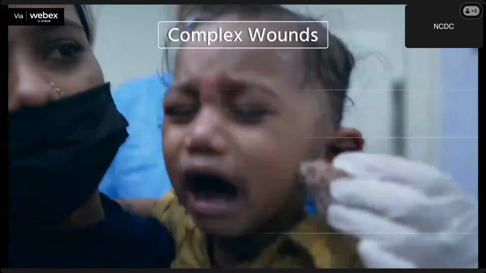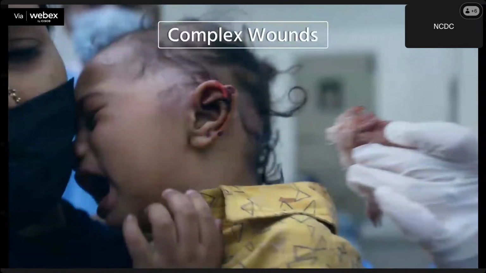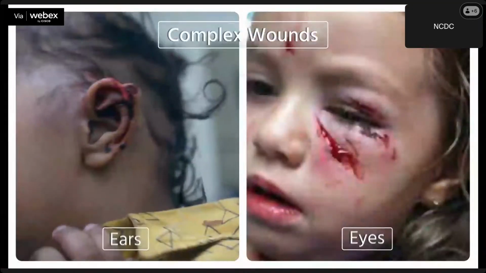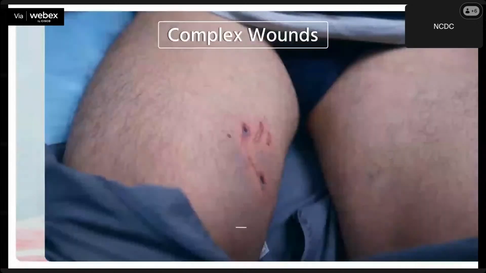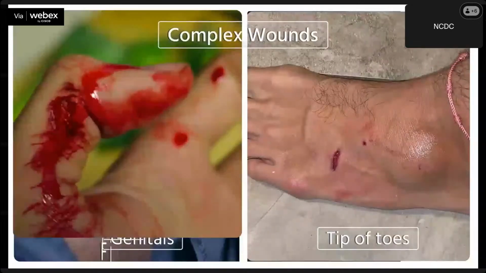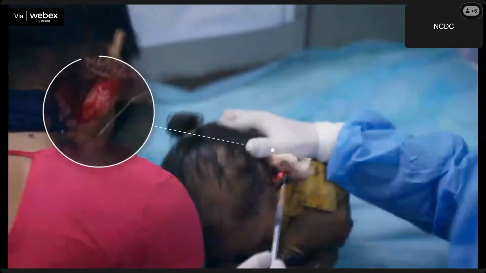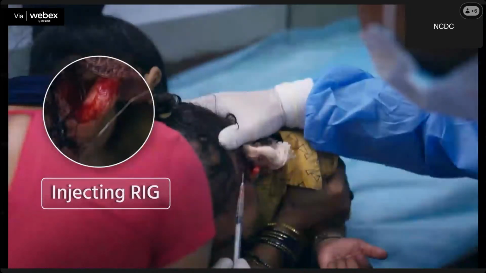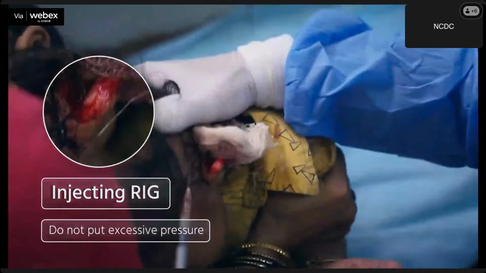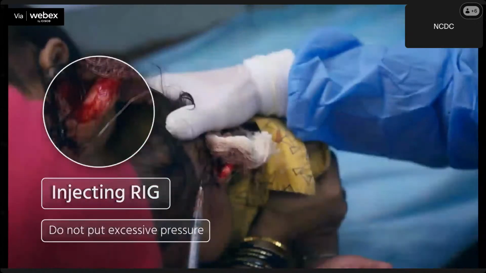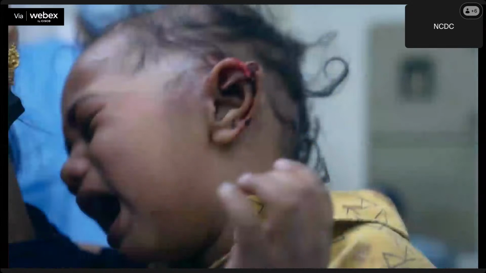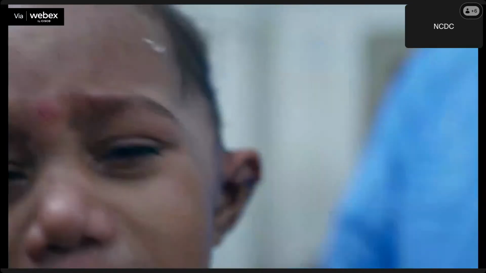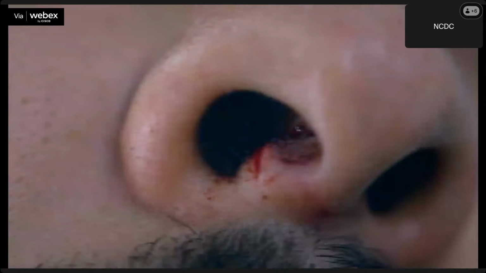Sometimes, in gruesome attacks, the dog bite is inflicted on sensitive areas such as close to eyes, ears, forehead or mouth, genitals, tips of toes and fingers, etc. In such complex cases, rabies immunoglobulin should be infiltrated carefully. Ensure not to put excessive pressure as it can cause compression syndrome. In case the wound requires suturing, then the rabies immunoglobulin should be allowed to diffuse through the tissues and suturing should be delayed for several hours.